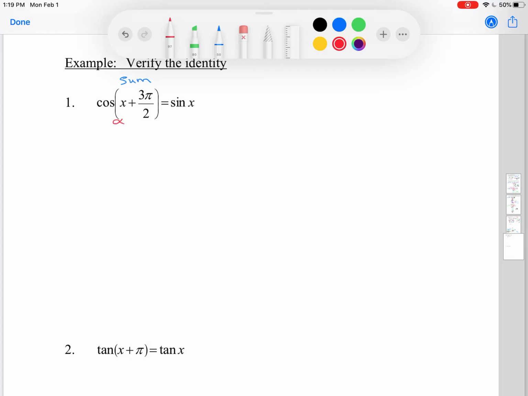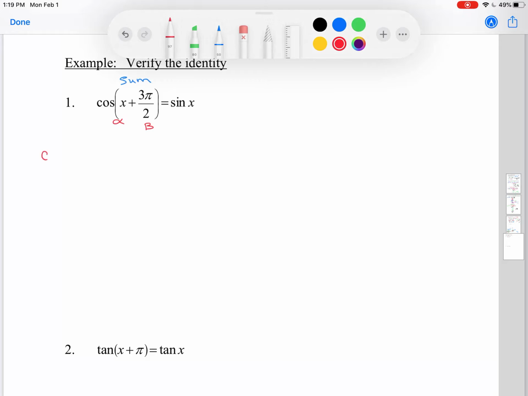Well, they already tell us our alpha and our beta. So x is my alpha and 3 pi over 2 is my beta. It's a little bit different than what we're used to, but just watch. We're just verifying. The fact that they set this up for us already is just perfect in our heads.